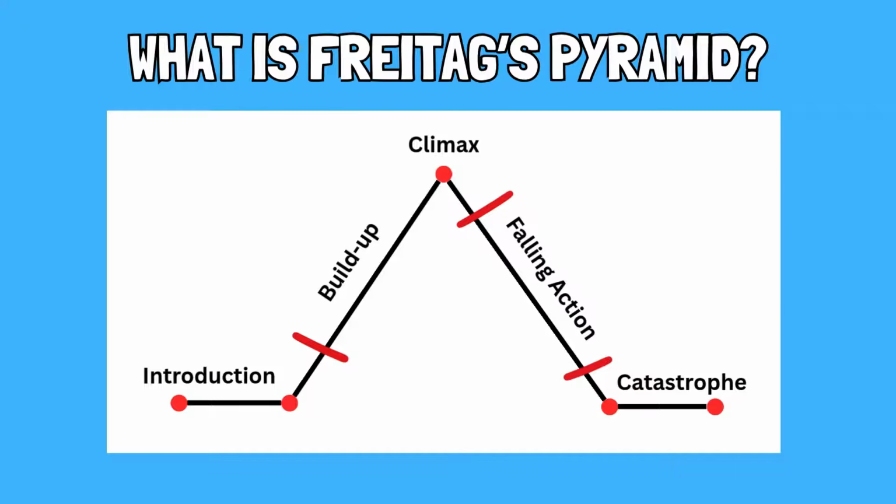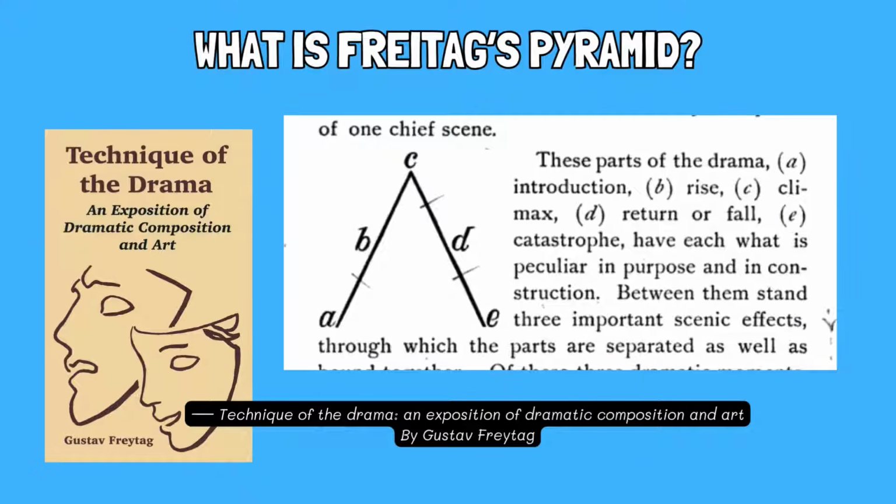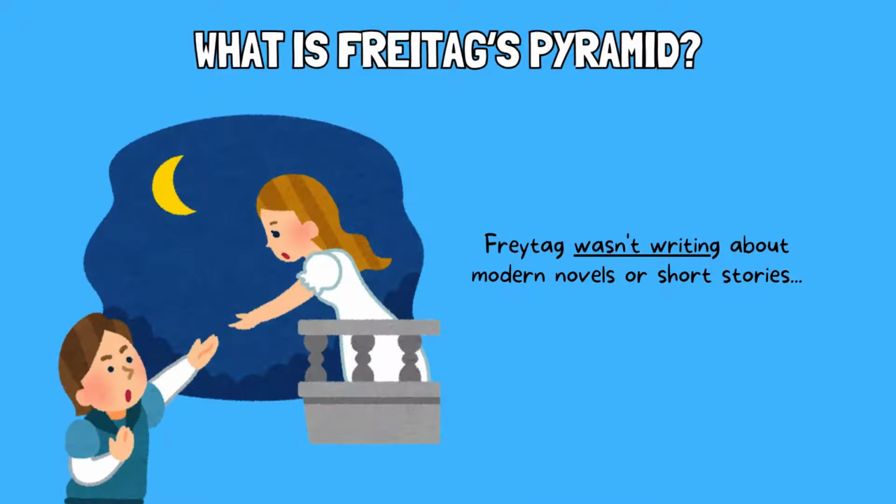So, what exactly is Freytag's pyramid? It's a dramatic structure created by German playwright Gustav Freytag in 1863 in his book, The Technique of Drama. But here's where most people get it wrong from the start. Freytag wasn't writing about modern novels or short stories. He was analyzing German and Shakespearean tragedies.